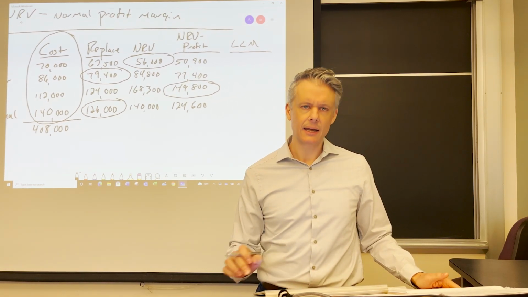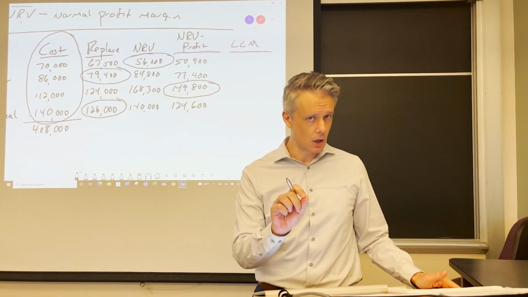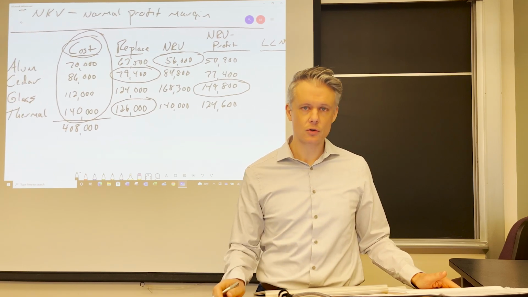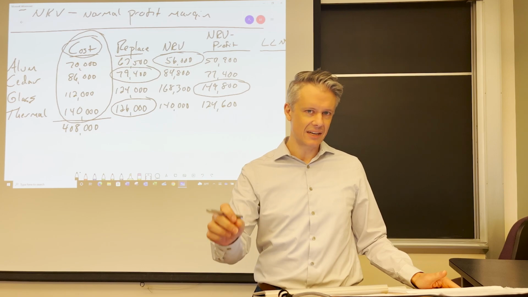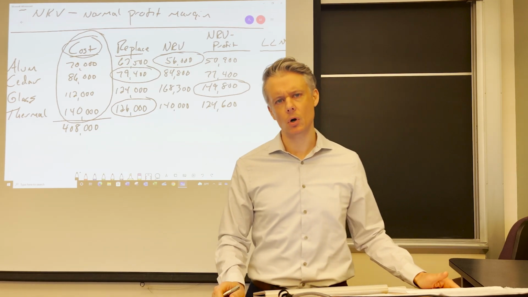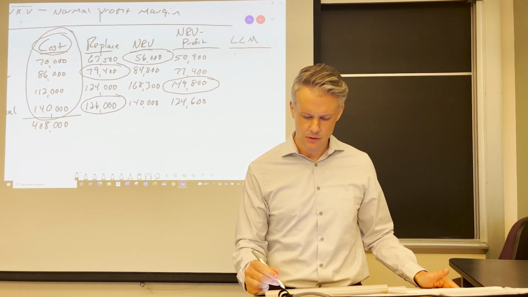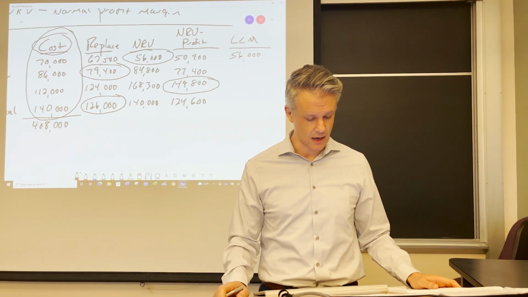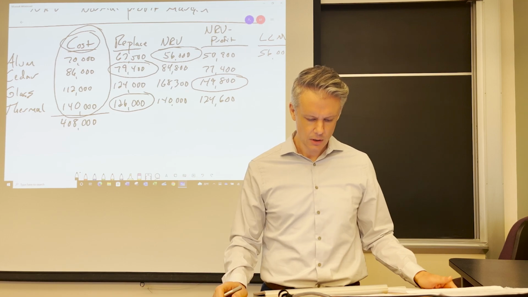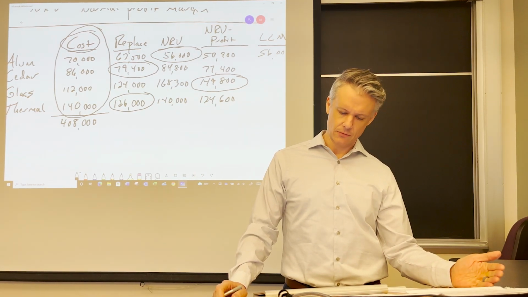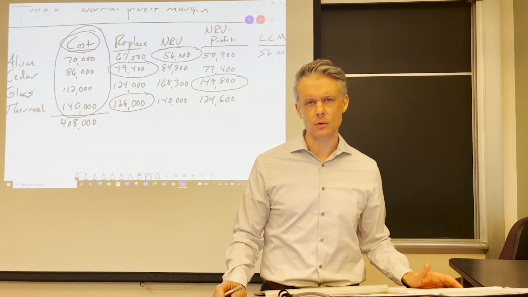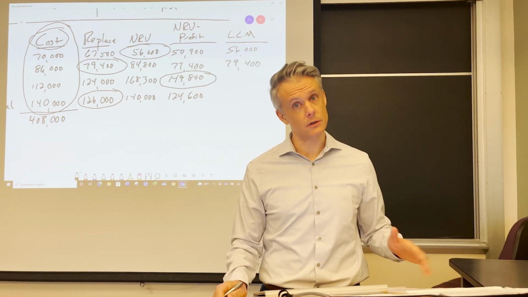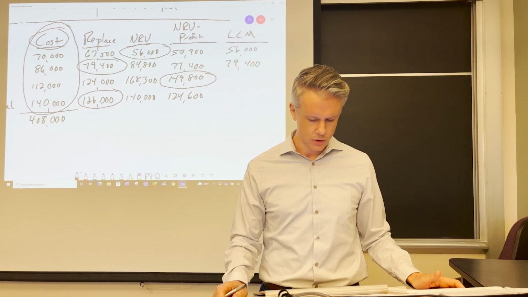So now we have our designated market value. Let's select the lower of cost or market value. So for this first one, aluminum, we're comparing the cost of $70,000 to our designated market value of $56,000. And the lower value between those is $56,000. For the next one, cedar, we're comparing $86,000, what we paid for it, against our designated market value of $79,400. $79,400 is the lower value among those two.